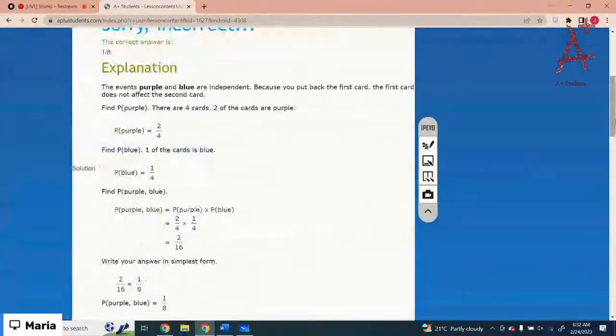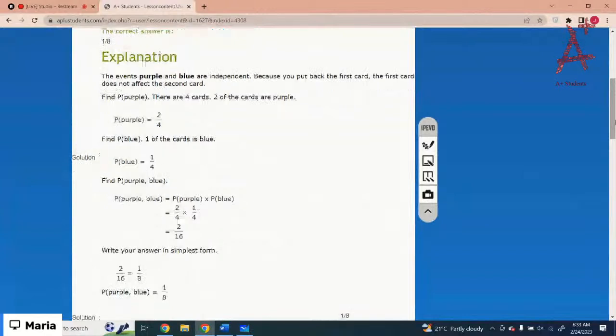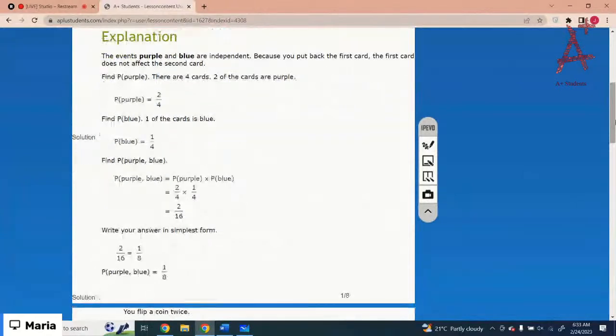So we have to calculate the probability for purple and blue. To calculate the probability for purple and blue, you just have to multiply them. Got it? So it would be 1 over 4 times 2 over 4, that is 2 over 16. Got it? That would be 1 over 8. So the probability of purple and blue is 1 over 8. Got it?